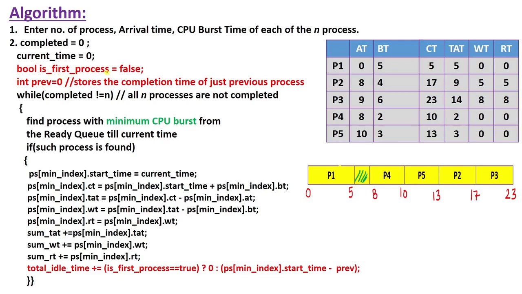So this is a Boolean variable which is initially false. And this previous variable is telling me that if I am currently at a particular process, then the last process was completed at which time? You tell me the completion time of the previous process, the just previously completed process. That completion time will be stored in this previous variable. Okay, and I am using this previous variable here.